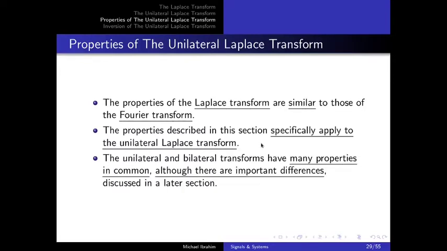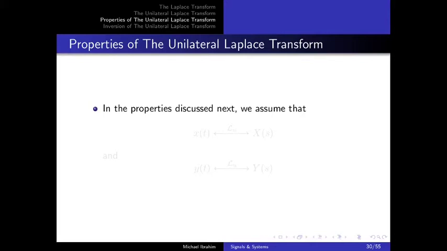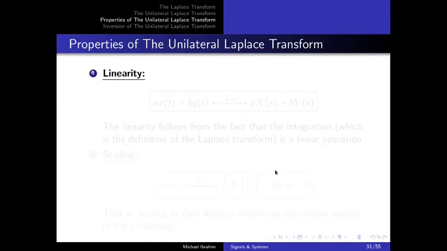The unilateral and bilateral transforms have many properties in common. Many properties are similar for the unilateral and bilateral transform, although there are some important differences which will be discussed going through this chapter. So, in these properties, we will assume the following. We will assume we have a signal x of t whose unilateral Laplace transform is X of s. And we will assume a signal y of t whose unilateral Laplace transform is Y of s. So, the first property we have is very simple.